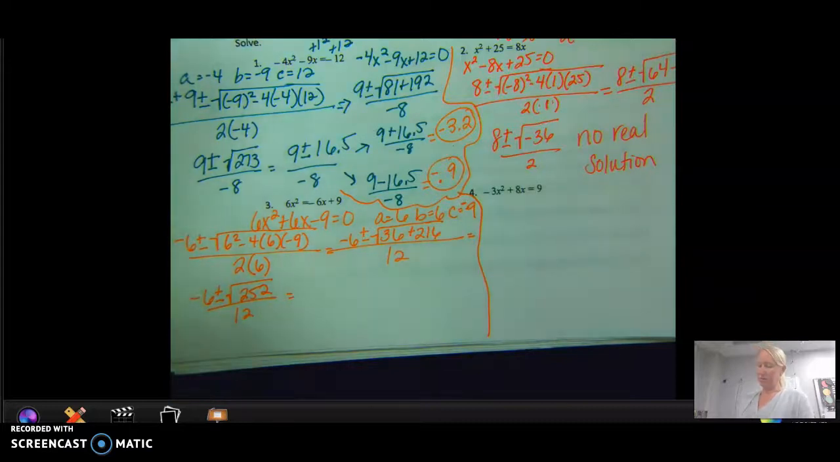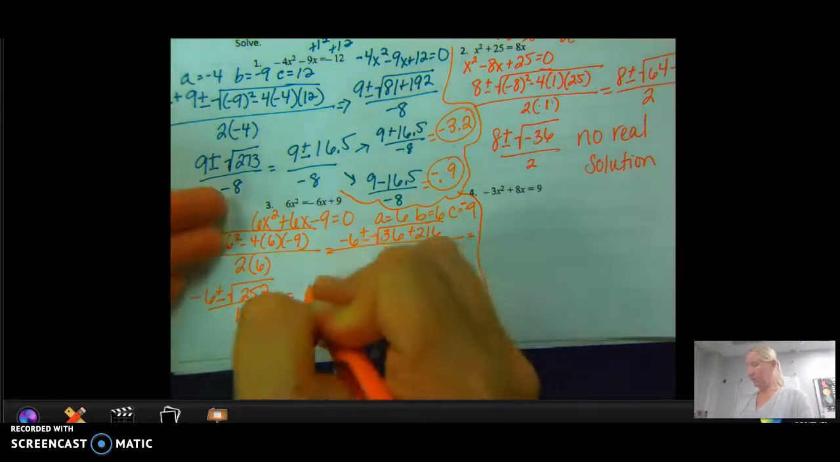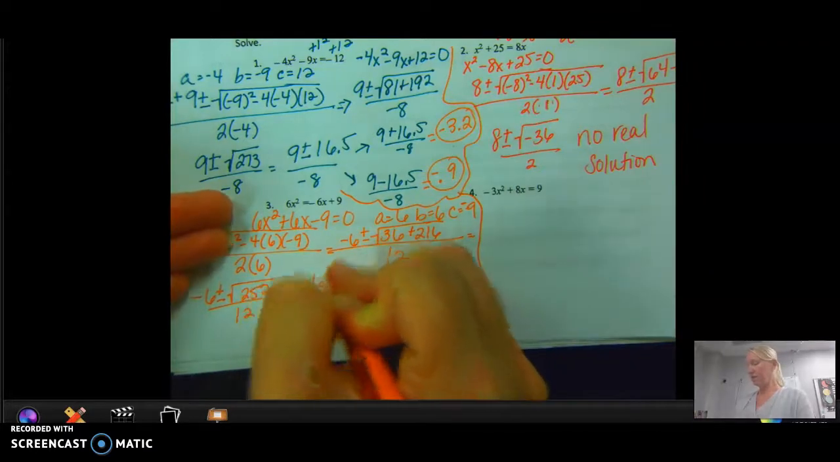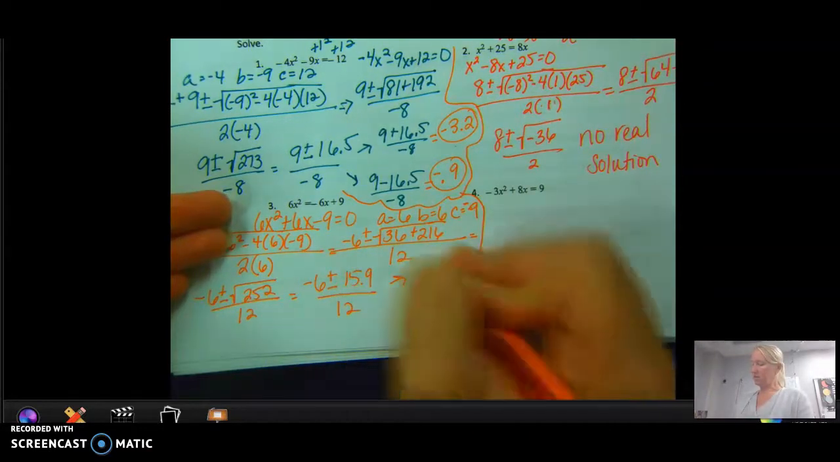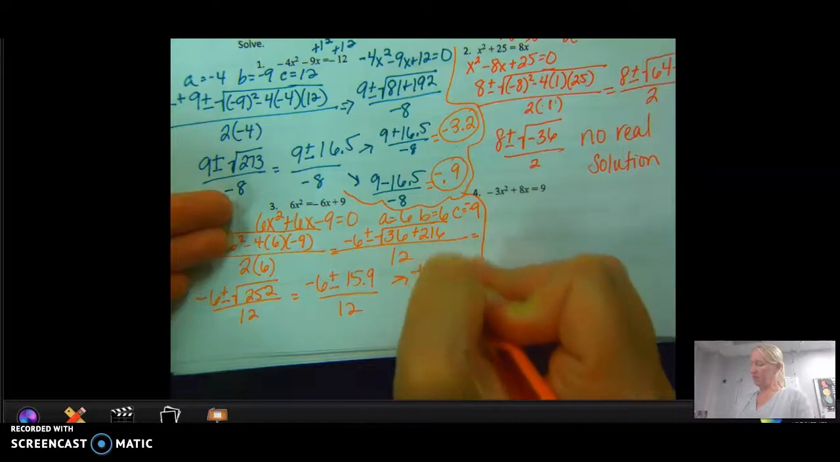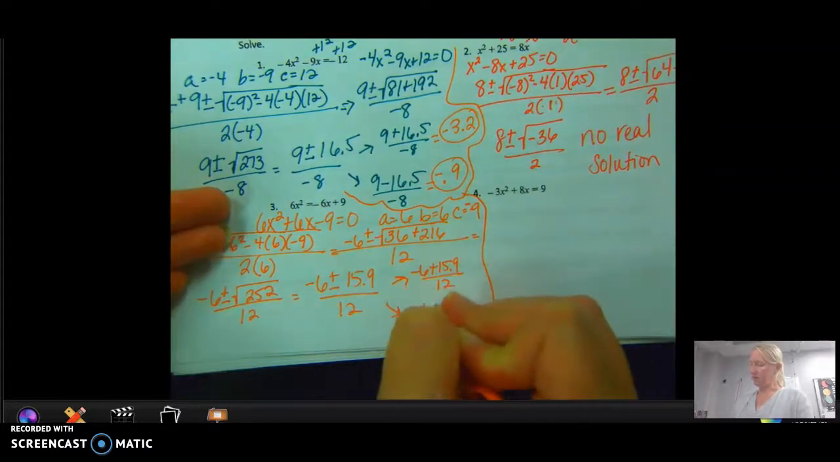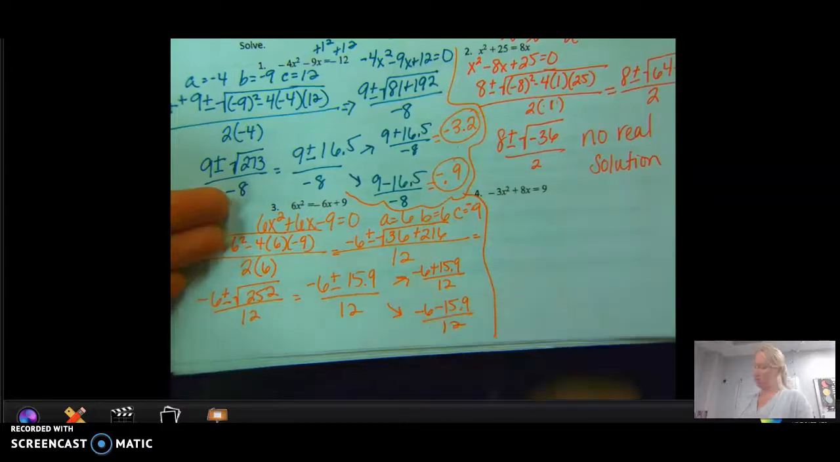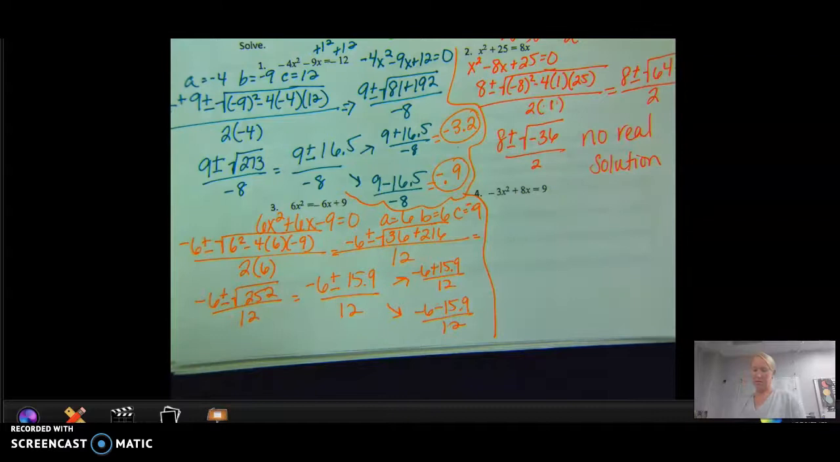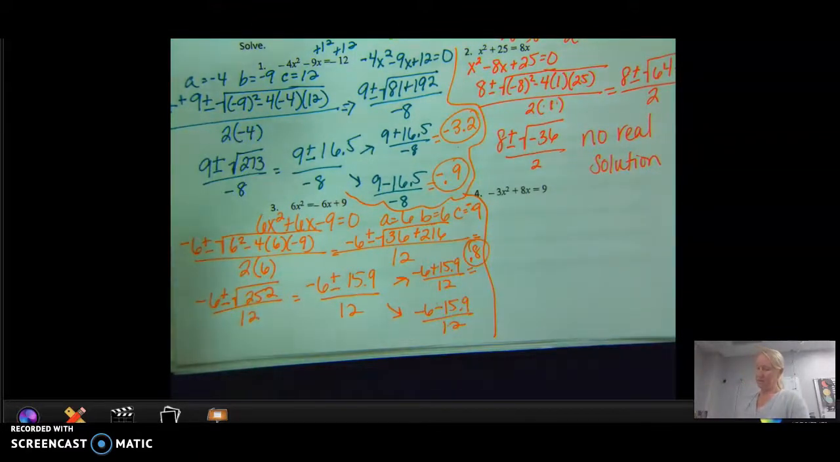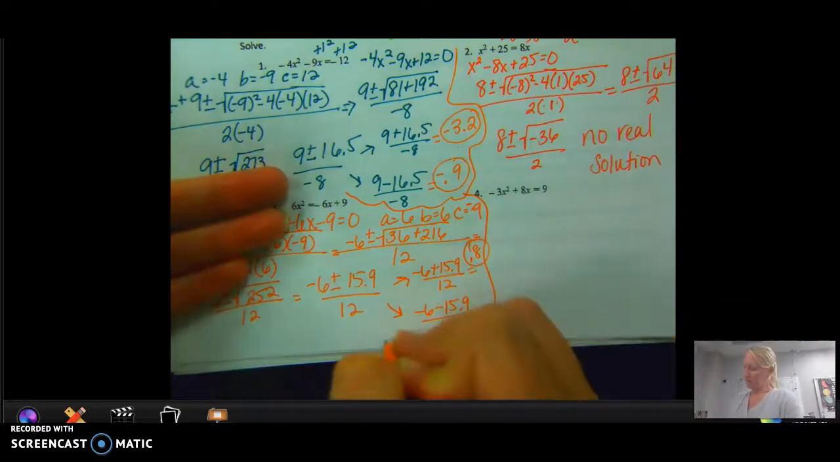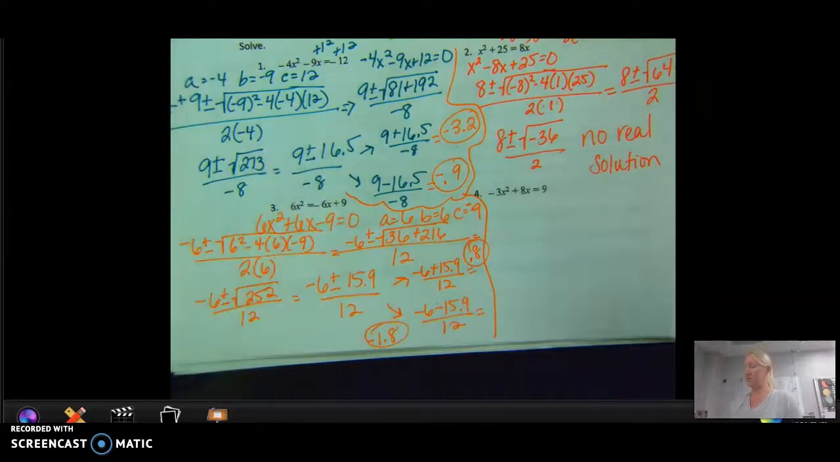Square root of 252 is 15.9. So I'm doing negative 6 plus or minus 15.9, all that over 12. So negative 6 plus 15.9 over 12, and negative 6 minus 15.9 over 12. So negative 6 plus 15.9, enter, divide by 12, enter. I get 0.8 is one answer. Negative 6 minus 15.9, enter, divide by 12, enter. And then I get negative 1.8. So those are my two answers on that guy.